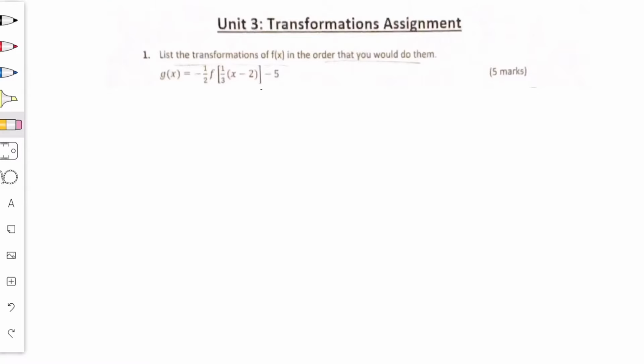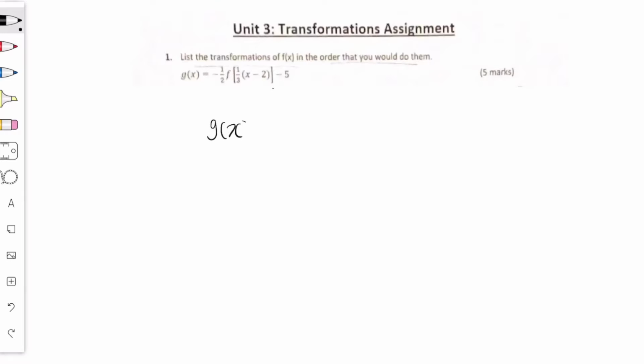Video tutorial assignment, Unit 3 assignment number 1. So the question I chose is Unit 3 assignment number 1: list the transformations of f(x) in the order that you would do them. g(x) = -1/2 f((1/3)(x - 2)) - 5.